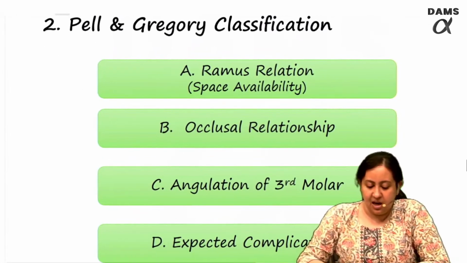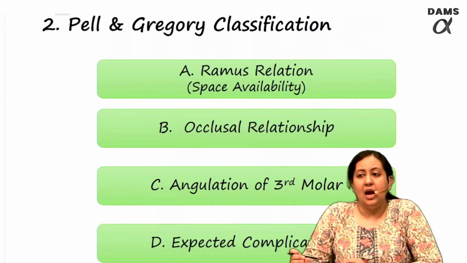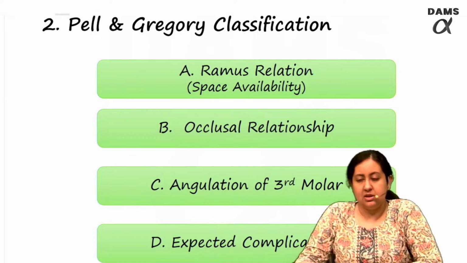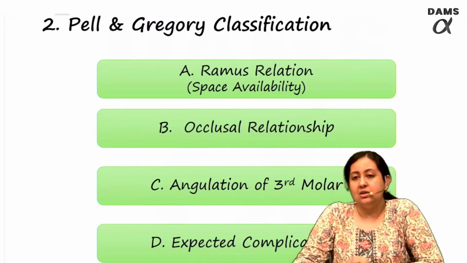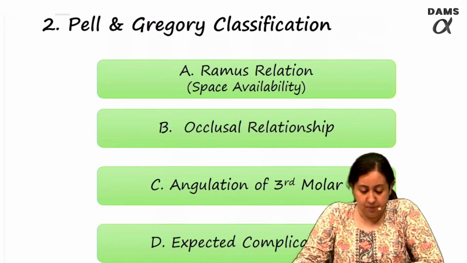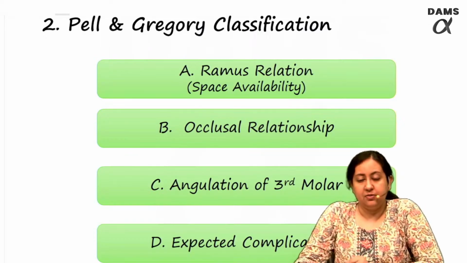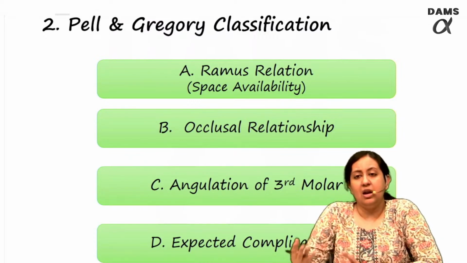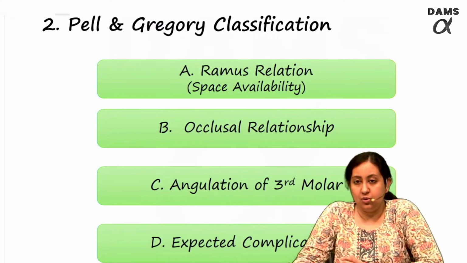Now the second classification that we have over here is the Pell and Gregory classification. This is a more specific classification because it takes various components into account. The first thing it takes into account is Ramus relation. Ramus relation is basically according to the availability of space in the ramus. I'll tell you in detail for the eruption of the tooth.